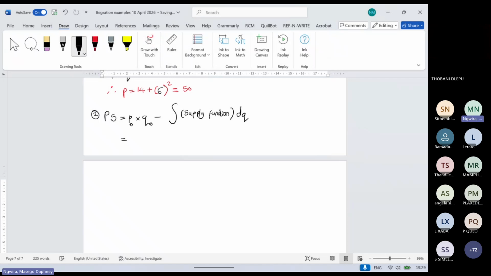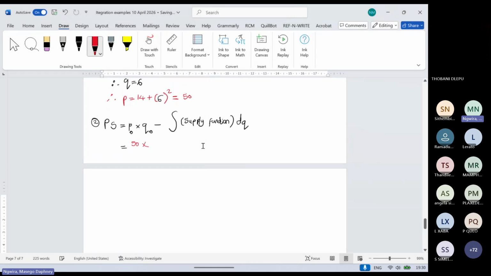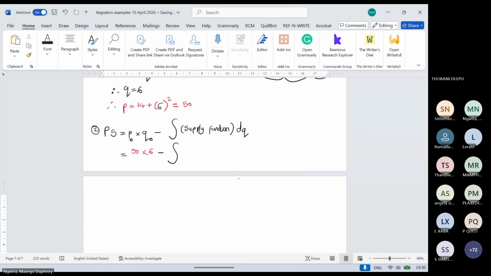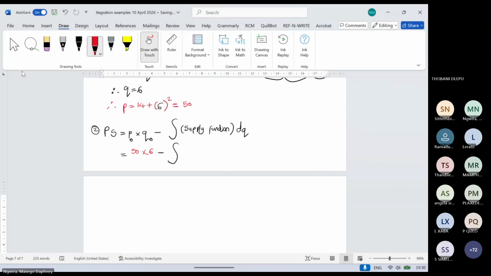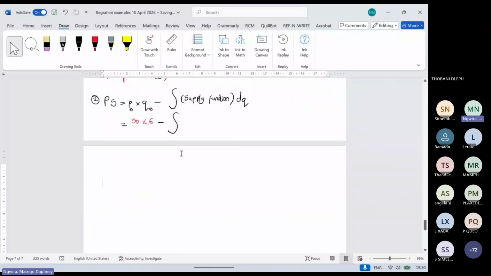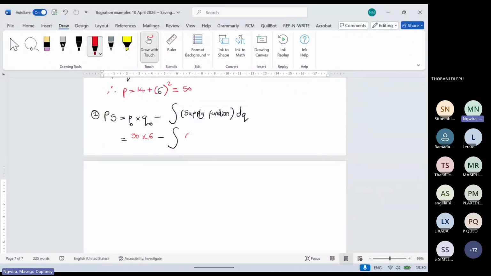So our P0 is 50, times our Q, which is 6. And then this is minus the integral of our supply function. Not the demand, the supply: 14 plus Q squared. So this will be 14 plus Q squared, with respect to Q.